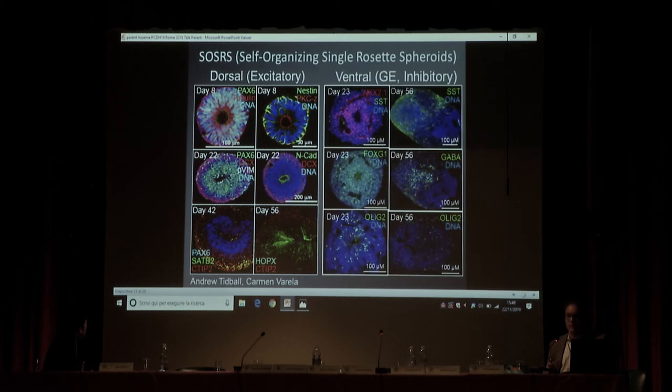Andrew can also pattern them to make inhibitory progenitors. So they express inhibitory stem cell markers NKX2.1 and OLIG2. And by day 56, they're making interneurons that express GABA and somatostatin. And we're doing fusions where he fuses the two and the interneurons migrate in as a way to make true, kind of more human-specific networks that have both excitatory and inhibitory neurons.